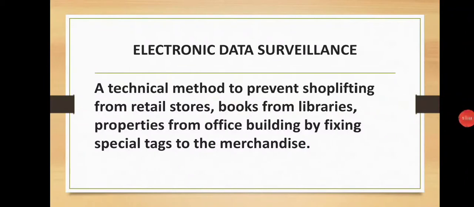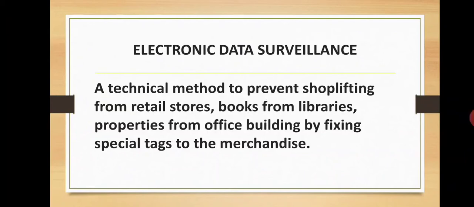And the next topic is electronic data surveillance. Electronic data surveillance is a technical method, or a software, used to prevent shoplifting from retail stores. That is, to avoid theft from retail stores, books from libraries, or properties from office buildings, by fixing special tags to the merchandise. Merchandise here means goods.